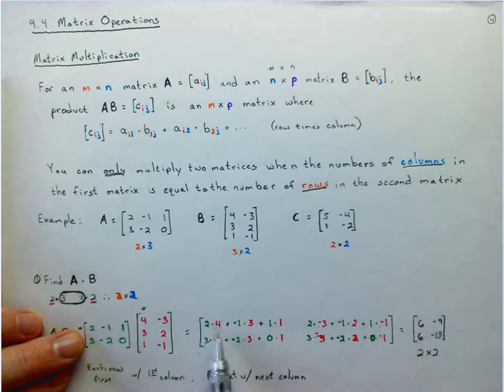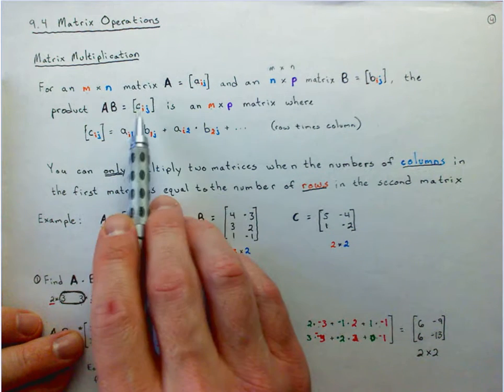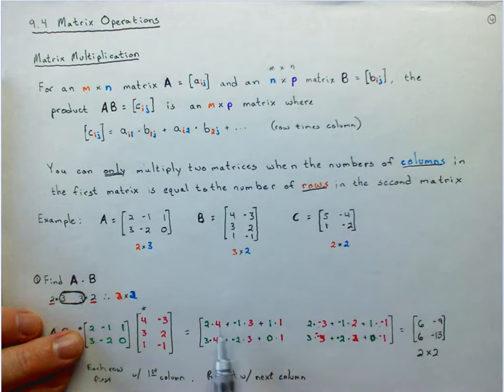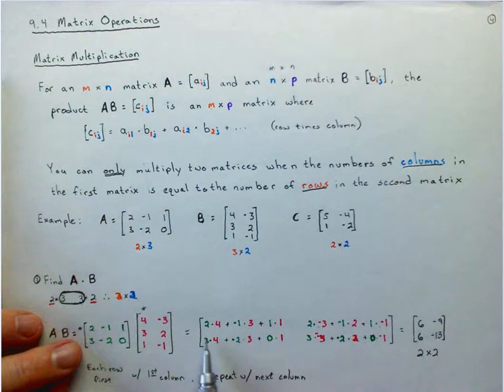So 2 times 4, negative 1 times 3, 1 times 1. That is going to be my first entry, C sub 1,1, the sum of the products of row 1, column 1. Next, I'm going to go to row 2. Remember, each row first times the first column, and then repeat with the next column.